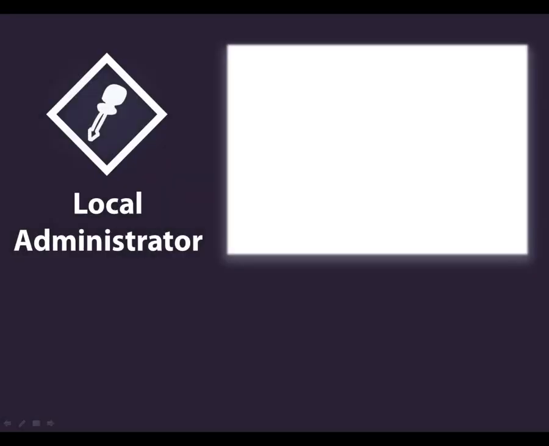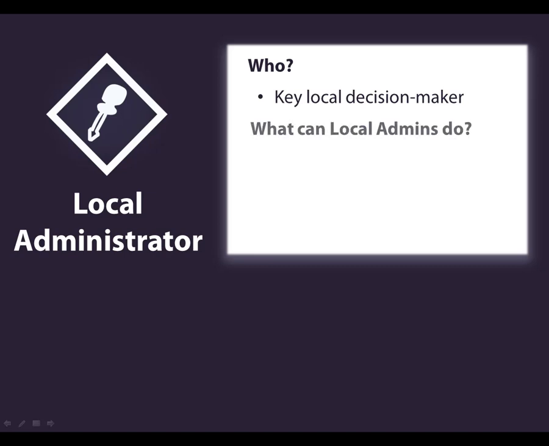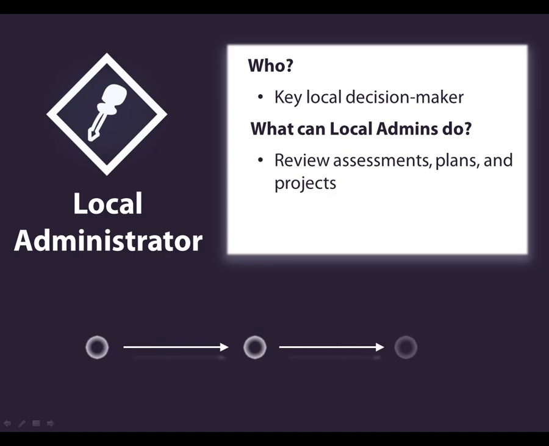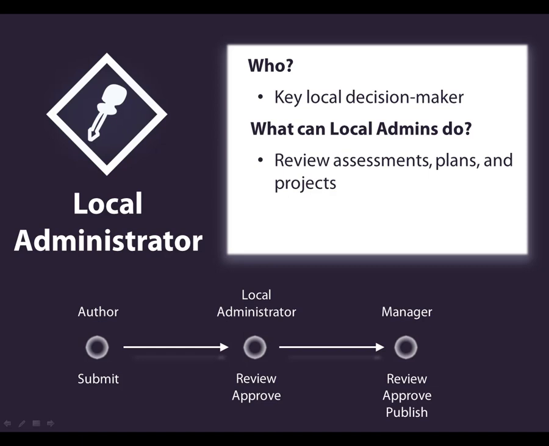The local administrator is reserved for a key local decision maker that has oversight and influence on disaster management in a community. This person might be the chair of the local emergency planning committee, otherwise known as the LEPC. The local administrator will be the first to review and approve information that is submitted by an author. After this review and approval, the information will be submitted to the manager for their review at the state level. Additionally, administrators can enter and publish infrastructure information.